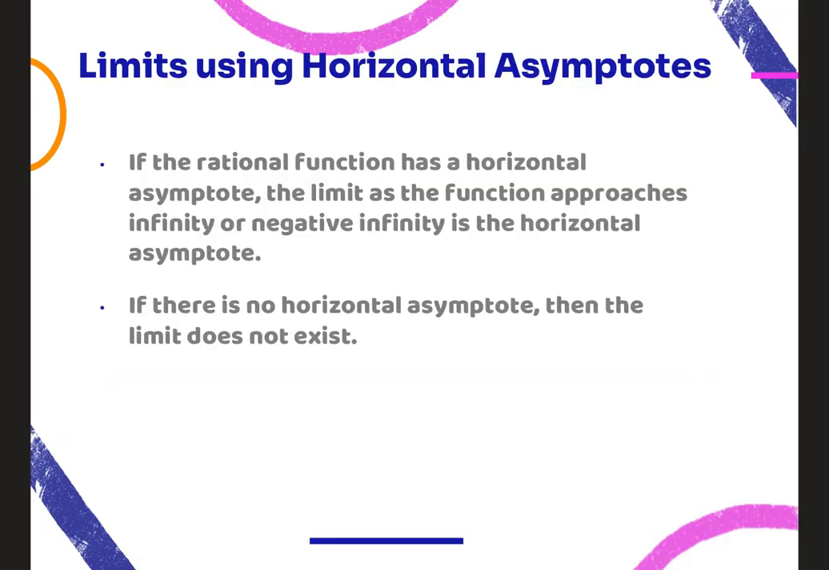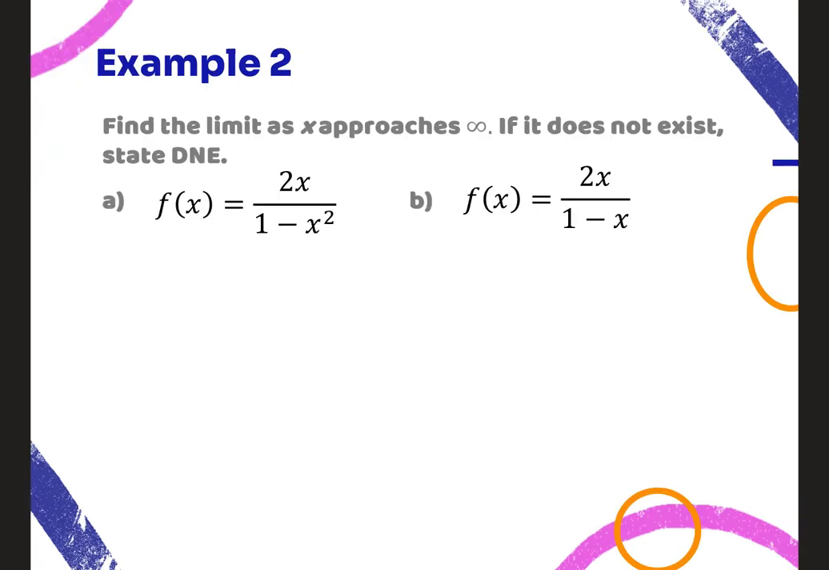All right, so again, this is basically what I just said. If the rational function has a horizontal asymptote, the limit as the function approaches infinity or negative infinity is the horizontal asymptote. And if there is no horizontal asymptote, then the limit does not exist. It would go on without bound, so that's why it would be the limit does not exist.